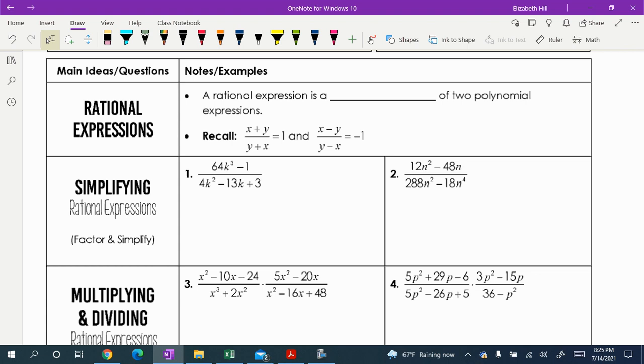All right, so let's just talk about real quick here what a rational expression is. I pretty much already did that, but it is the quotient. That means that we are looking at the fraction of two polynomial expressions.